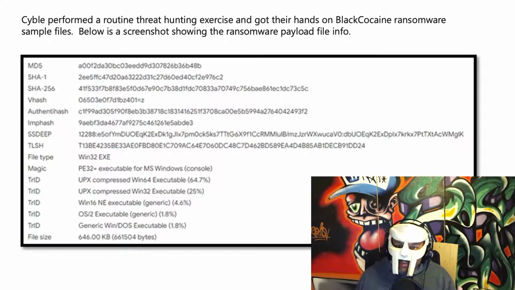Now, Cyble performed a routine threat hunting exercise and got their hands on BlackCocaine ransomware sample files. As you see here in the screenshot, the file type is Win32, but UPX compressed Win64 executable. All right, so that's how we know that it's 64-bit, and we can see that it's UPX compressed, etc.